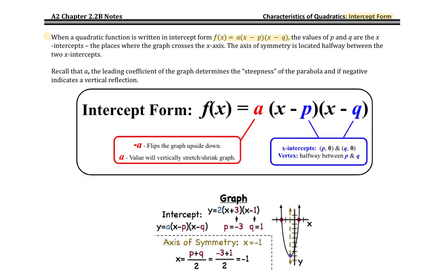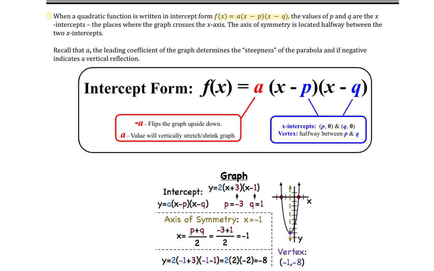The axis of symmetry is located halfway between the two x-intercepts. Recall that a, the leading coefficient of the graph, determines its steepness, so a always does the same thing. And if it's negative, it indicates a vertical reflection, so it's upside down.